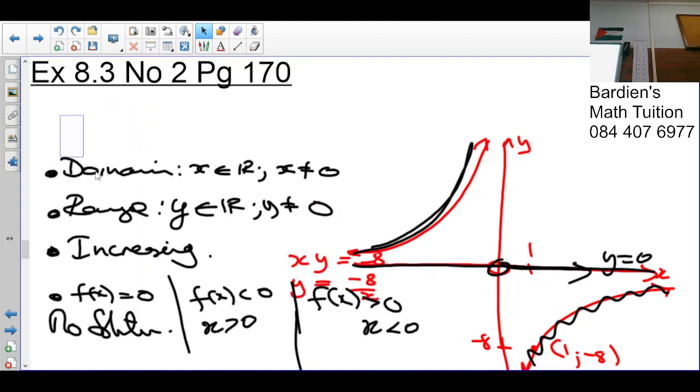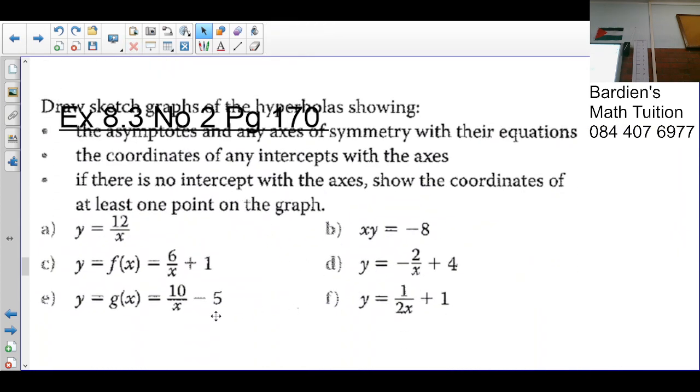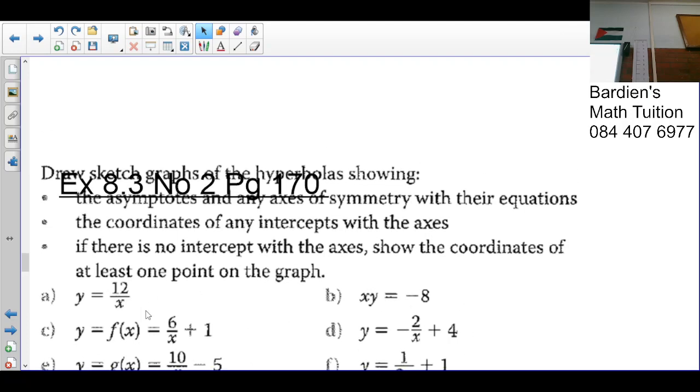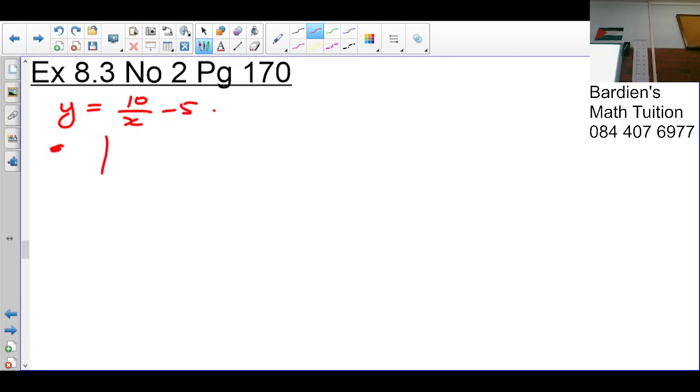Am I going to do one where the graph has shifted? This one, e. It's 10 over x minus 5. Did I ask you to draw that one? y is equal to 10 over x minus 5. Okay, I asked you to do this one. So where do we start? Shape. Where's this graph going to lie? Quadrants 1 and 3. Right.